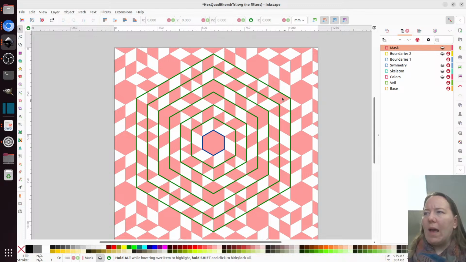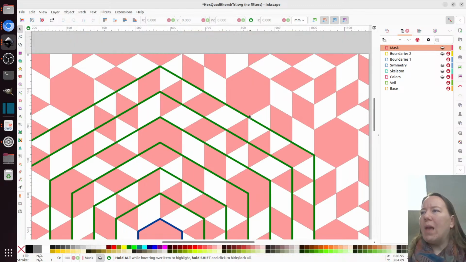let's take this outer border as an example. You can say, okay, this that was going to be a rhombus, that's a triangle now. And now I get a nice border all the way around.